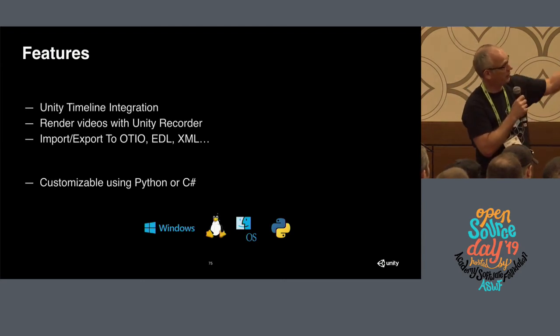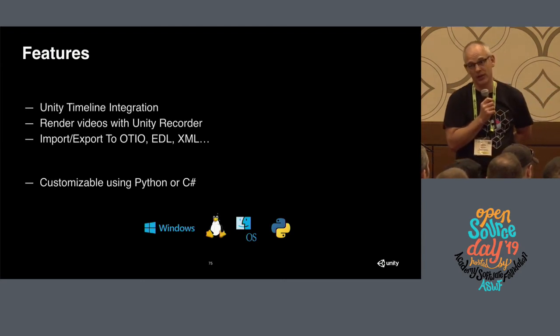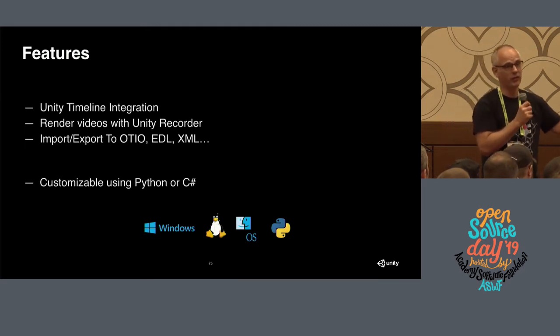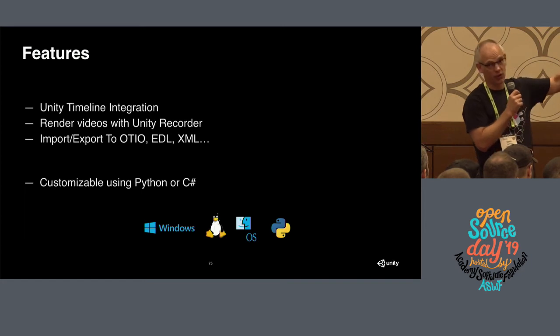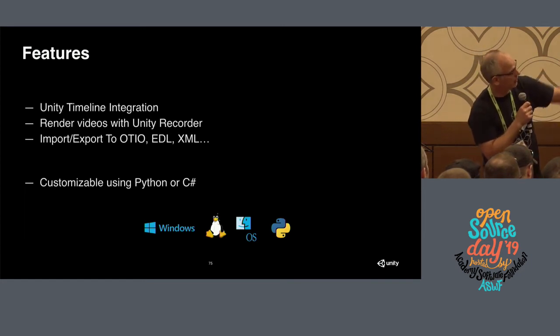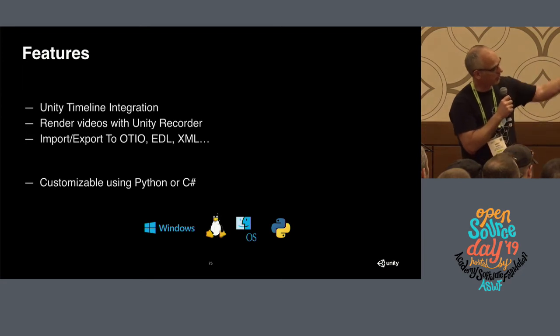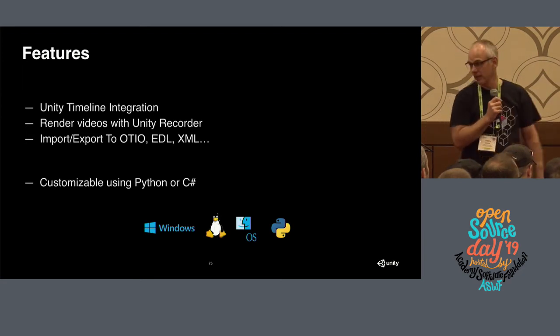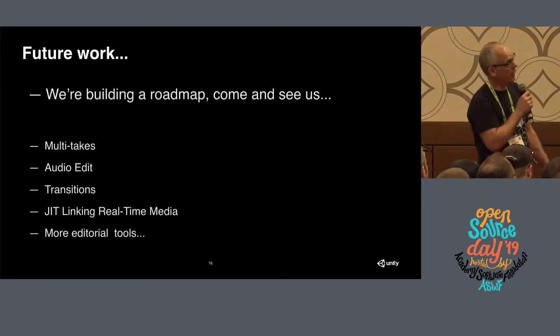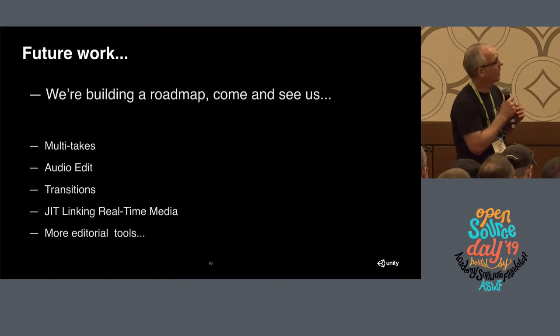It's fully customizable both in Python and in C#. The Python from a Unity plugin allows you to go into C# land as well, so you can start writing C# OTIO code. It's supported on Windows, Linux, CentOS, and Mac. Next slide, and some of the future work. We're building out a roadmap, and we're really curious to hear from you. So please come and see us.